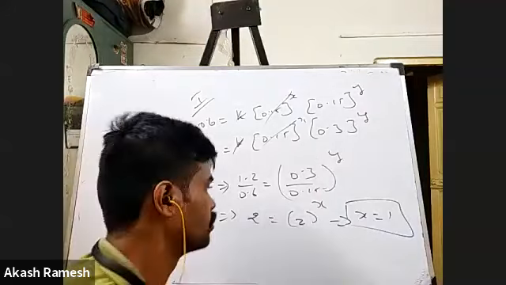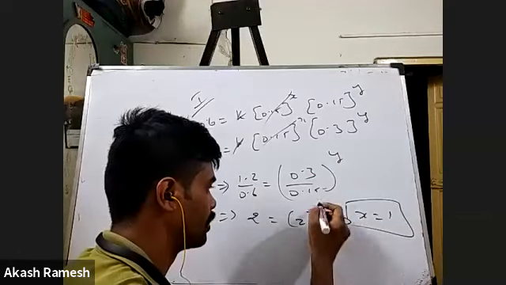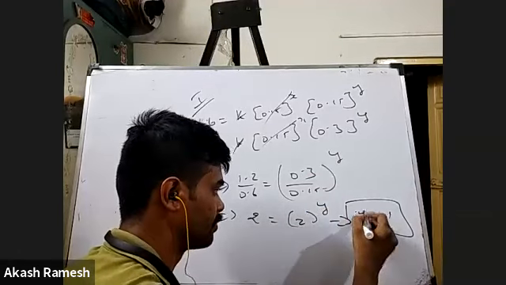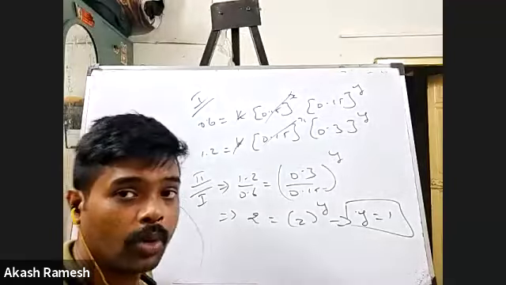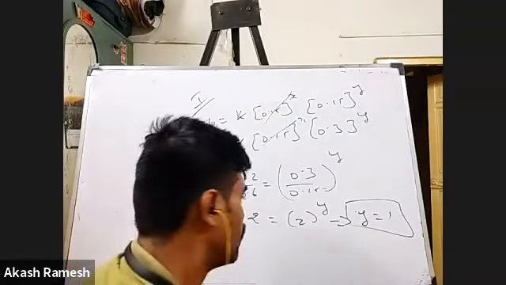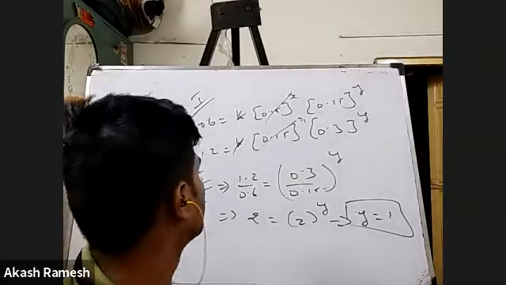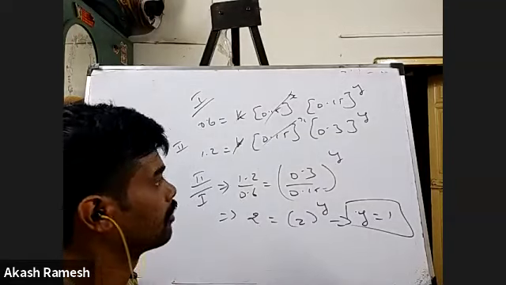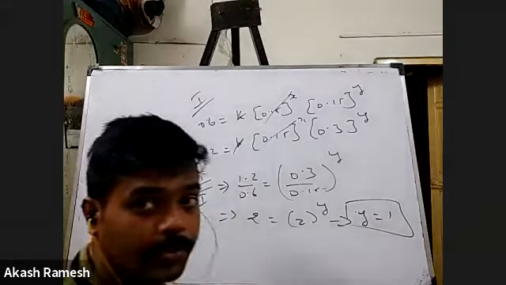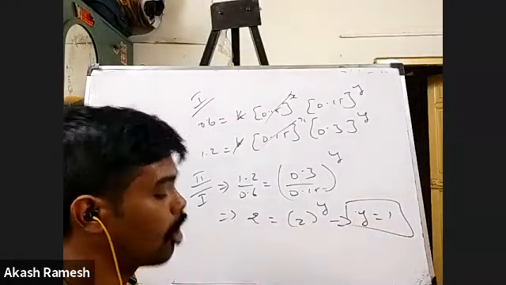Sir, it's Y value. Oh, yeah. Thank you so much. It's Y value. Good. Yeah, 2 power Y is 2. So Y is 1. Right. So this is your order with respect to Cl2. Now we'll go for finding the order with respect to NO.